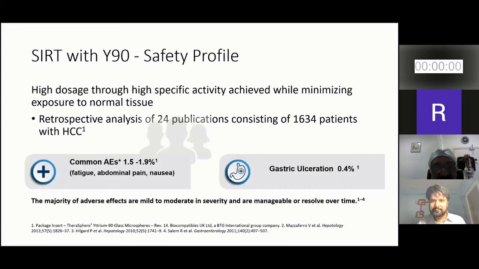Now look at the safety profile of this particular therapy. If you look at the adverse events, it is as low as 1.5 to 1.9%. And often it is fatigue, abdominal pain, and nausea, which are symptomatic.